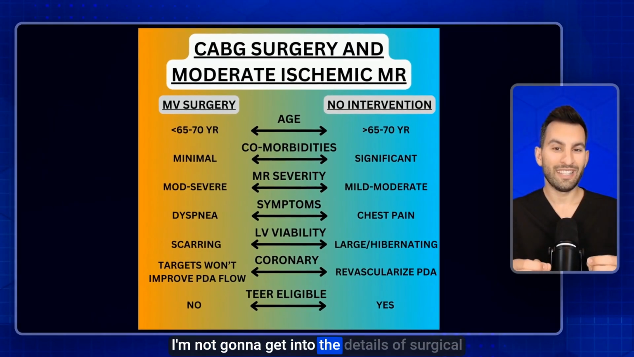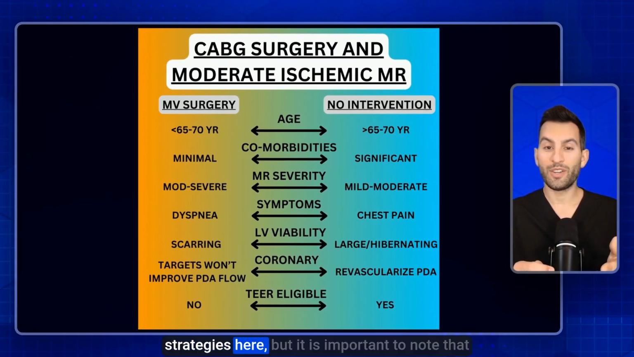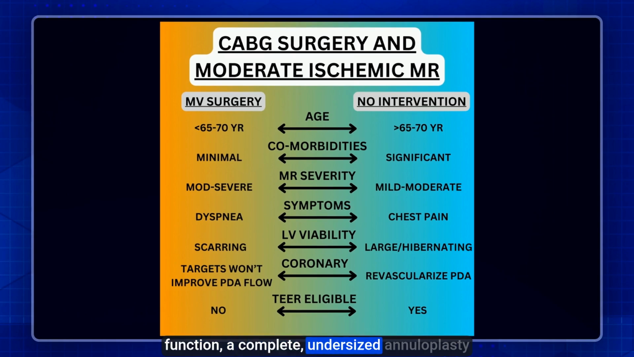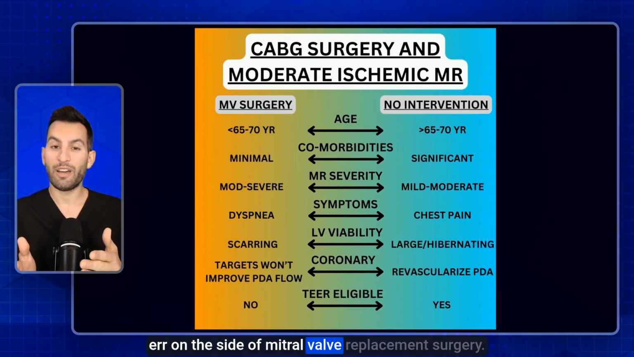I'm not going to get into the details of surgical strategies here, but it is important to note that if we have a viable left ventricle with reasonable function, a complete undersized annuloplasty ring may improve function and may be appropriate if we're revascularizing here as well. Whereas if we have a non-viable, akinetic, severe dysfunction or dilation of the LV, or even a P3 tenting angle greater than 29 degrees, we may err on the side of mitral valve replacement surgery.